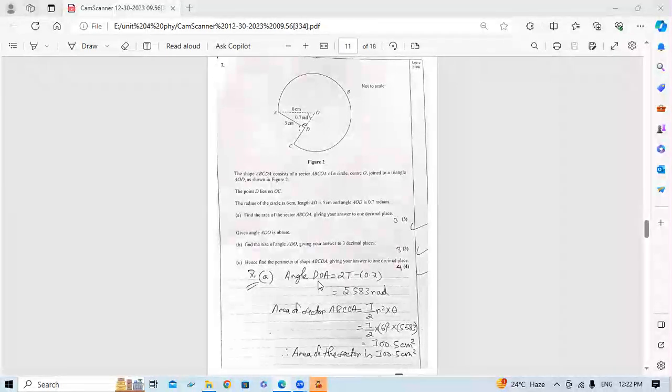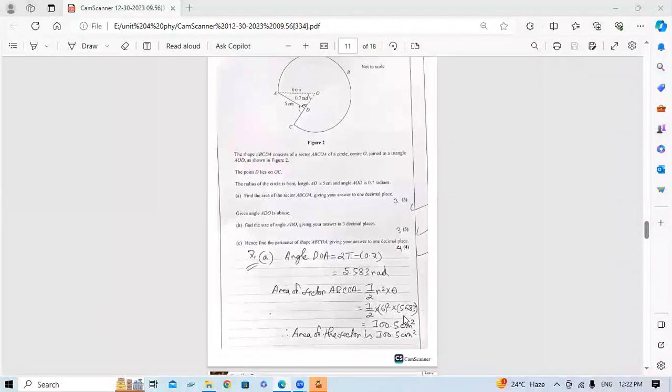In 7A, the solution would be angle DOA equals 2 pi minus 0.7, which would be around 5.583 radians. Area of sector ABCOA, we can use the formula half r squared theta. Here the radius is 6 centimeters, and angle DOA we know already: 2 pi minus 0.7, which is 5.583. So the area of the sector would be 100.5 centimeters square.